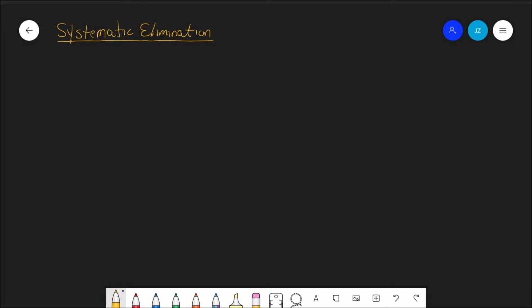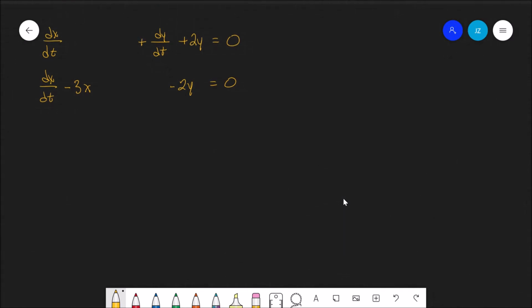So we're going to first look at the system given by dx/dt plus dy/dt plus 2y is equal to 0, and dx/dt minus 3x minus 2y is equal to 0. I'm first going to write this in operator form. So remember that a capital D represents derivative. The capital D is the differential operator.